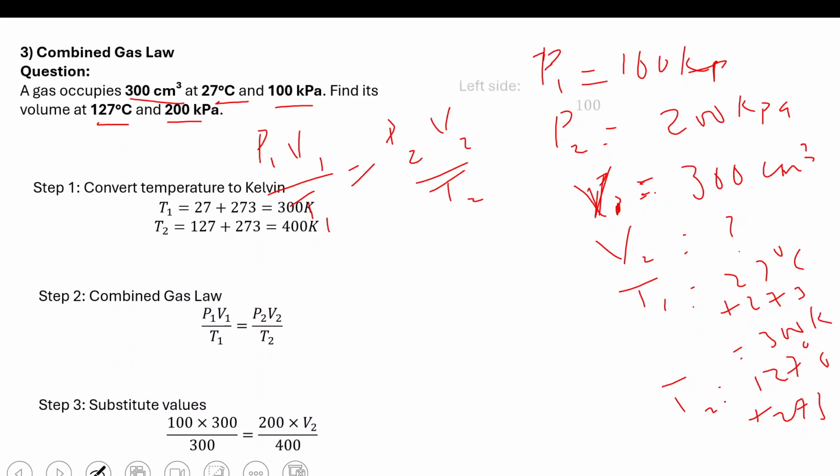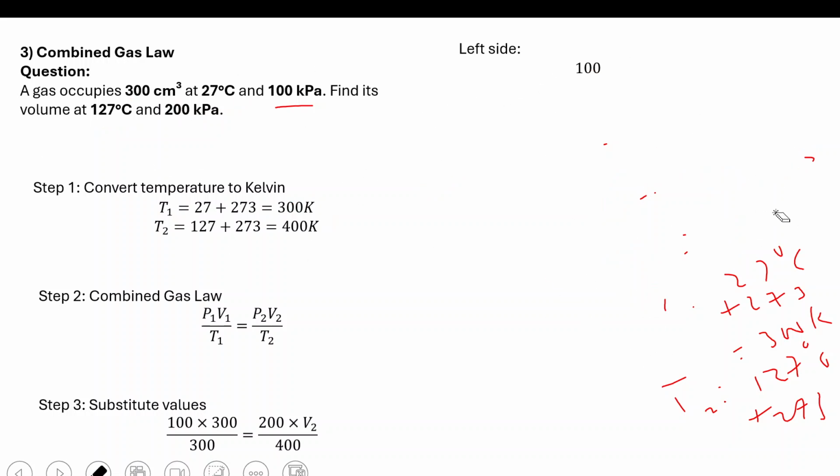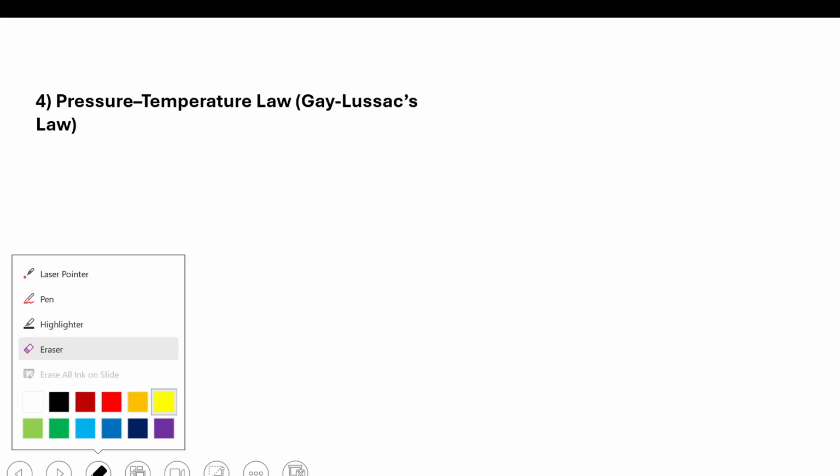Plug in the values and get the missing one. What's the missing one? The missing one is V2, right? So at the stage where we are plugging in the formulas, we have done that. So we'll get V2 as 200 cm cubed. So the pressure-temperature law, they call that the Gay-Lussac law.